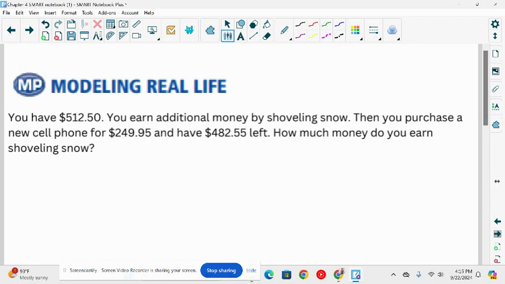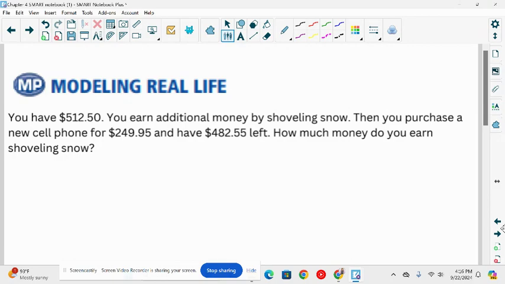Here we've got some word problems, some practice problems we want to try here. It says you have $512.50. You earn additional money by shoveling snow. Then you purchase a cell phone for $249.95 and have $482.55 left. How much money do you earn shoveling snow?